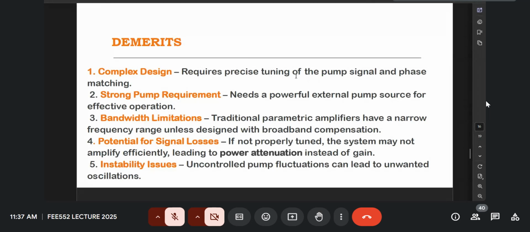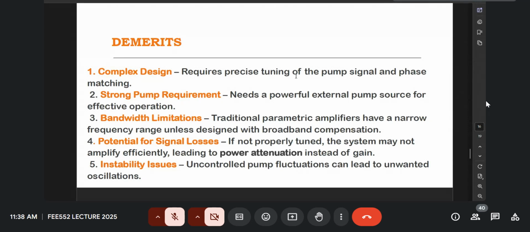We also have demerits. They say anything that has advantages must have disadvantages. One demerit is a complex design, requiring precise tuning of pump signal and phase matching. We want to achieve phase matching, and achieving this requires complex design of our parametric amplifier circuits. Then strong pump requirements: it needs a powerful external pump source for effective operations.